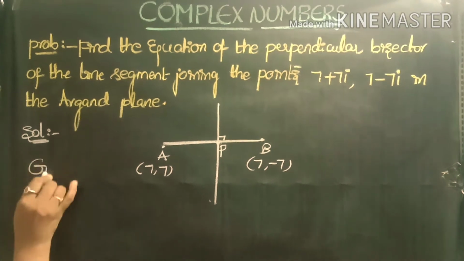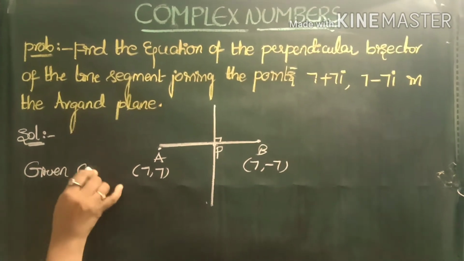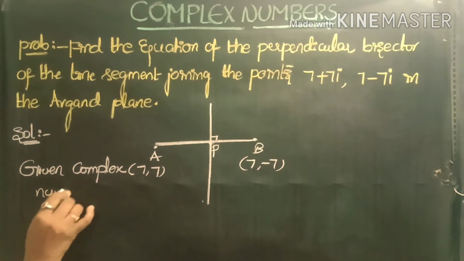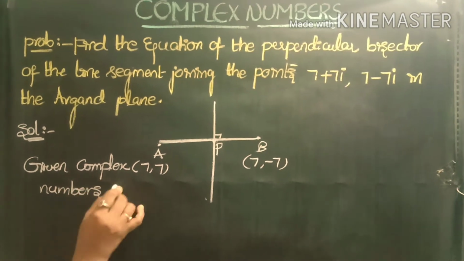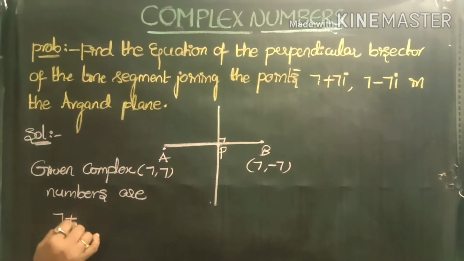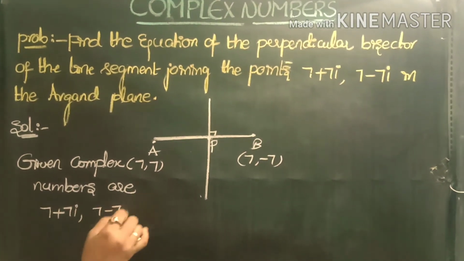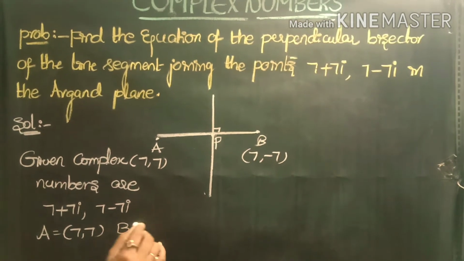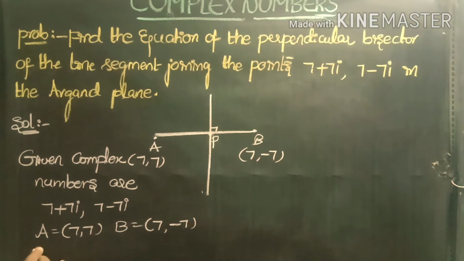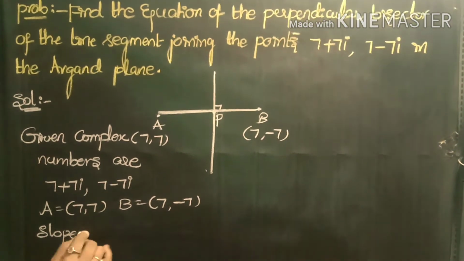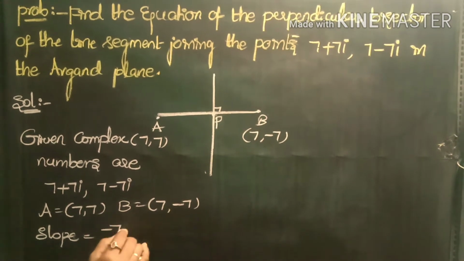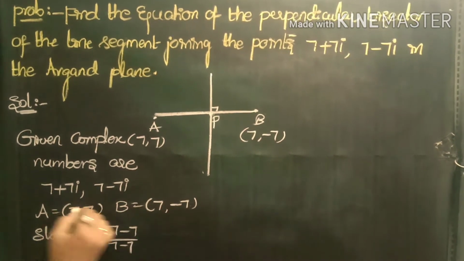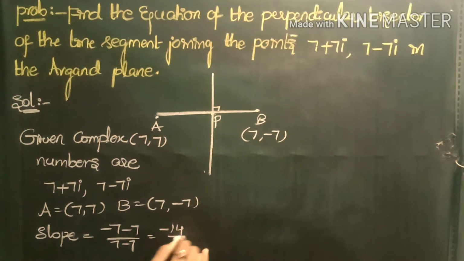So first we are writing the given complex numbers. Given complex numbers are 7 plus 7i, 7 minus 7i. So we are writing these points as A equals 7, 7 and B equals 7, minus 7. Now finding the slope value. Slope is equal to y2 minus y1 by x2 minus x1, that is minus 7 by 7 minus 7, which is equal to minus 14 by 0.